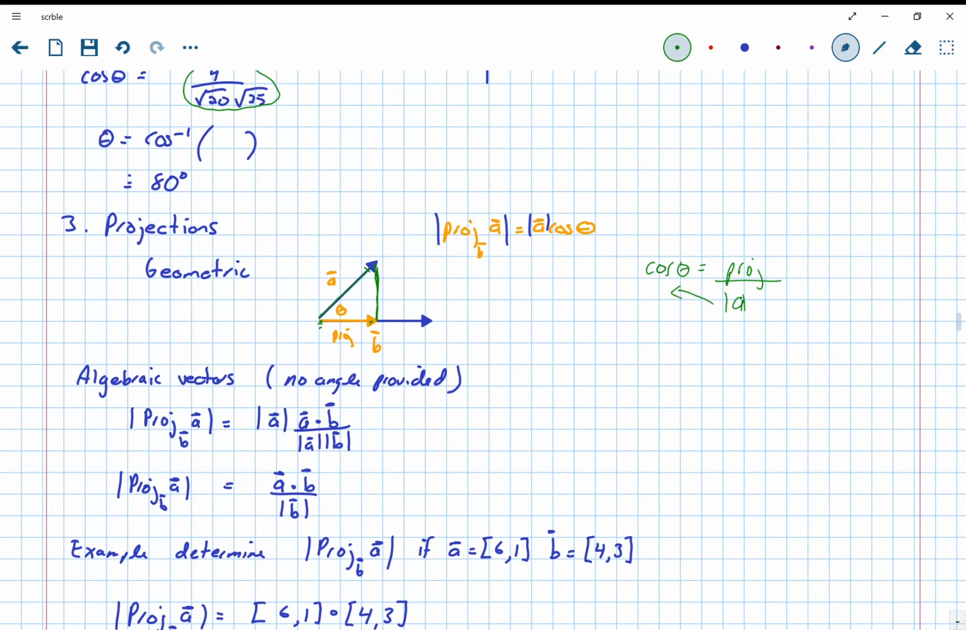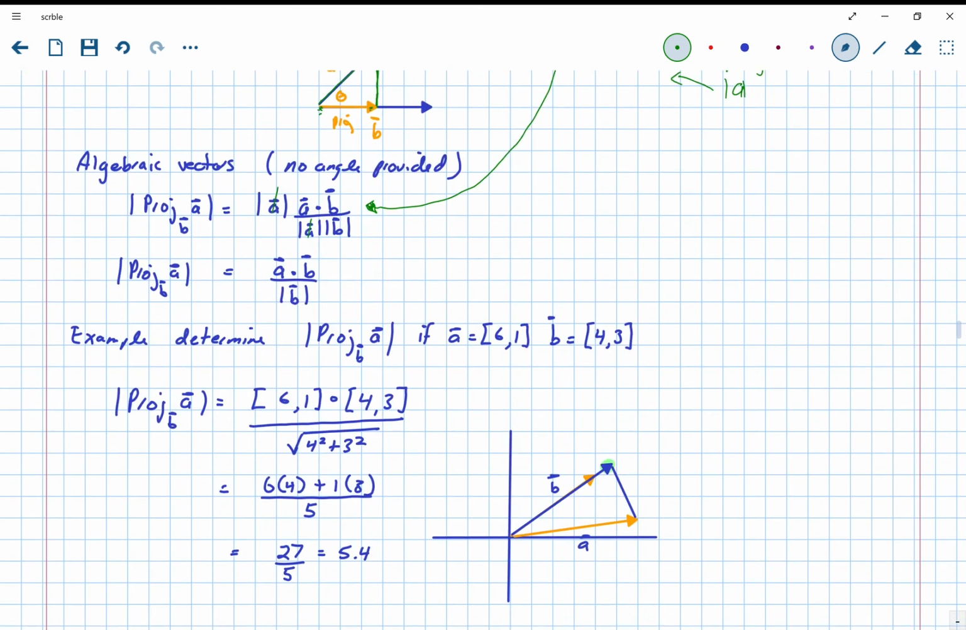Good. For algebraic vectors, there's no angle provided, so the projection of A onto B is A times cos theta, but cos theta is equal to the formula from above. So it's A dot B over the magnitude of A times the magnitude of B, and we cross out the A and the A, and we get that the projection is A dot B over the magnitude of B.